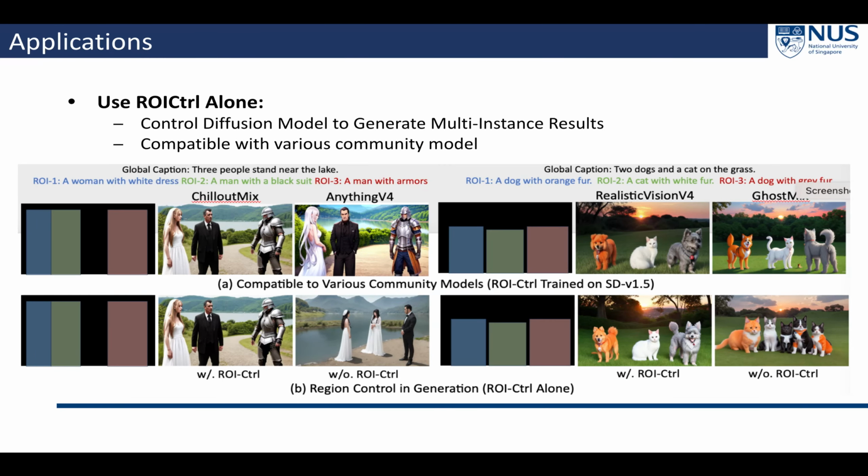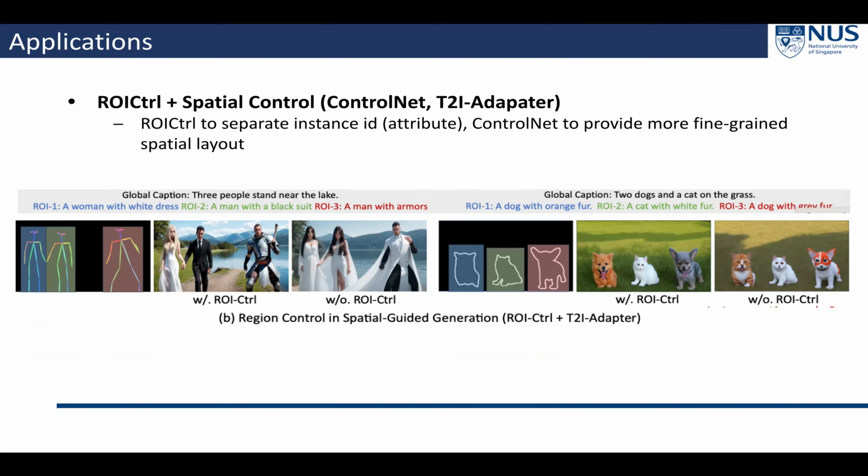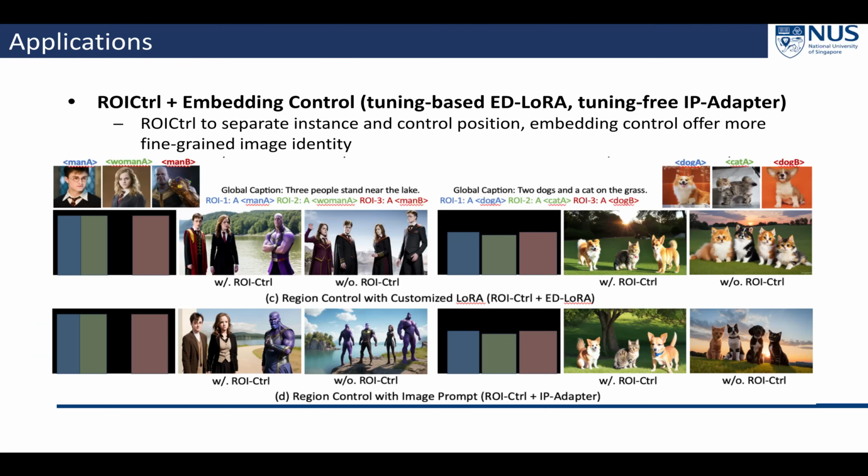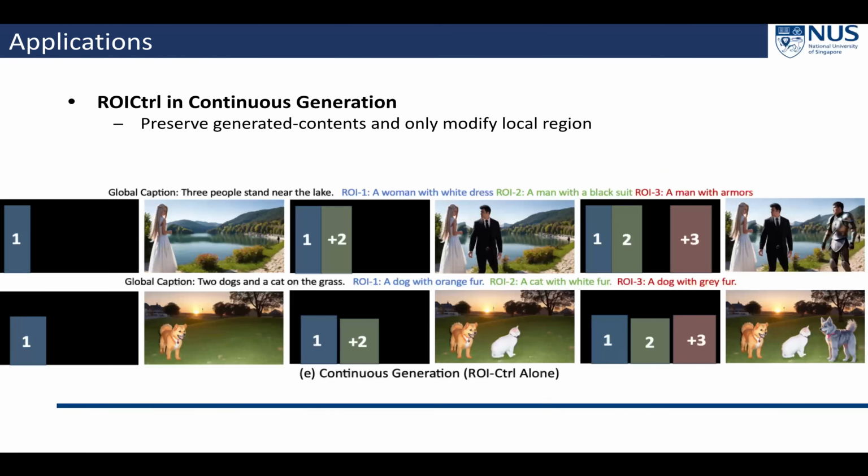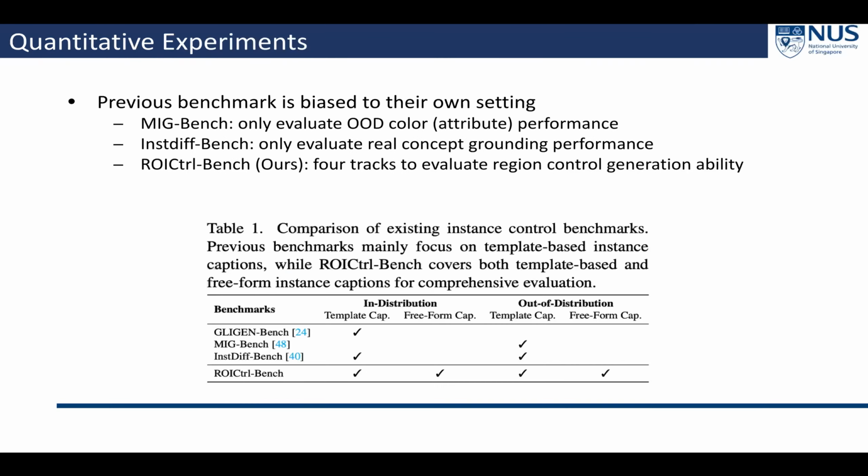There are some applications of ROI Control. First, we can directly use ROI Control to control the instances of a diffusion model, compatible with various community models. And we can also collaborate with spatial control like ControlNet and T2I-Adapter to separate different instance IDs and prevent binding. We can also collaborate with embedding control to separate their IDs. And we can also use continuous generation to preserve generated content and only modify the local region.